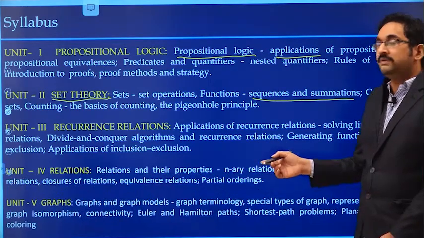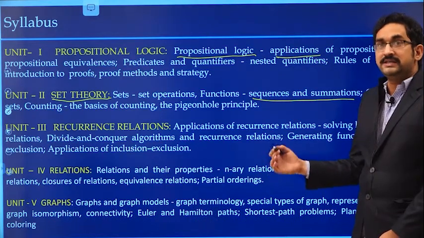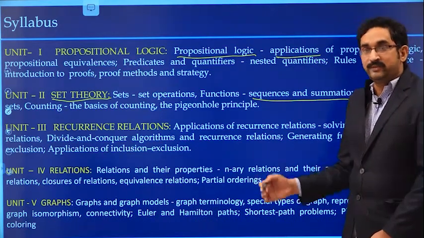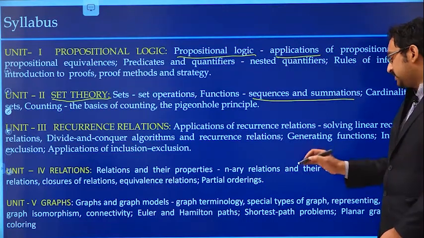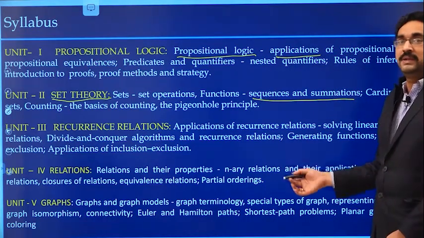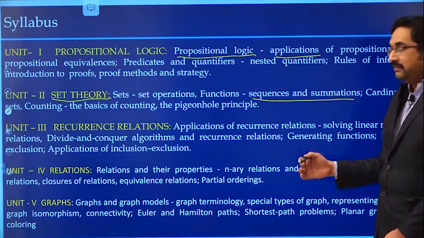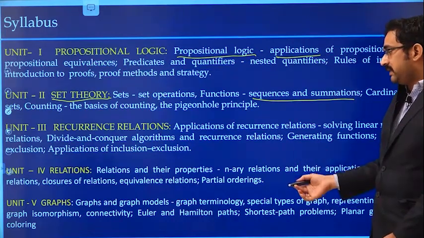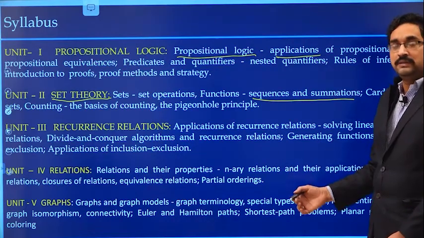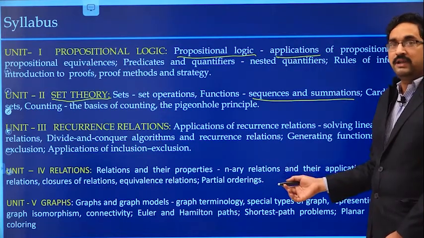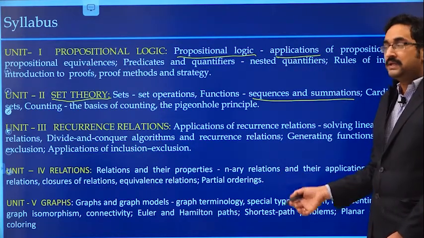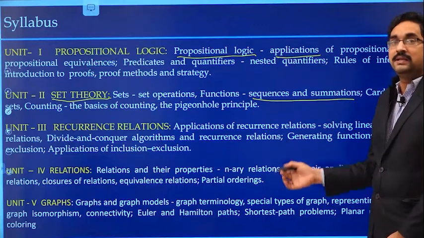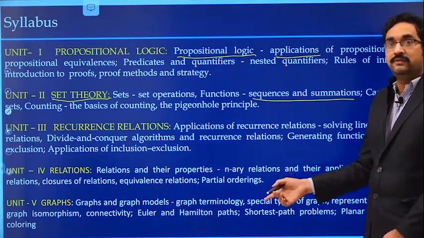In the fifth unit, we will learn about graphs. What is a graph? What are various graph models? What are the special types? How are graphs represented using matrices? What are the connectivity problems? What is an Euler path? What is a Hamilton path? What about Euler and Hamilton circuits? Graph coloring. All these concepts will be covered as a part of the fifth unit.